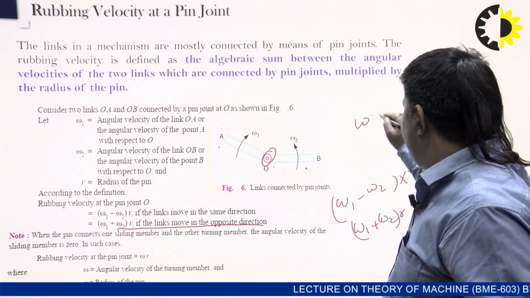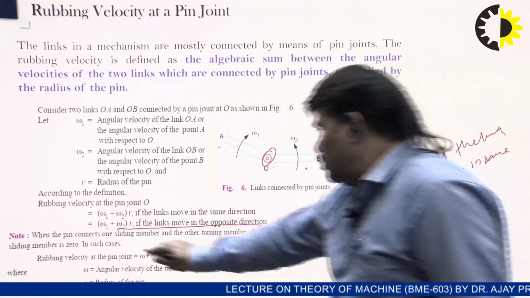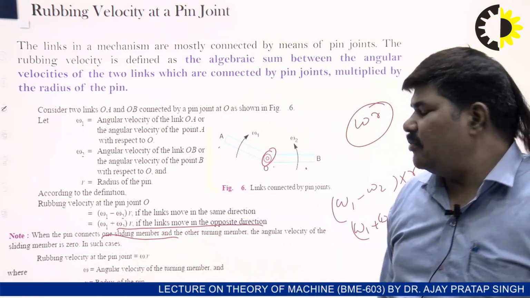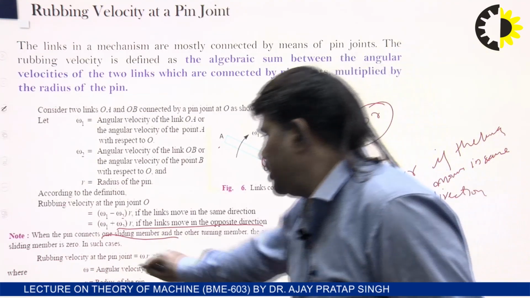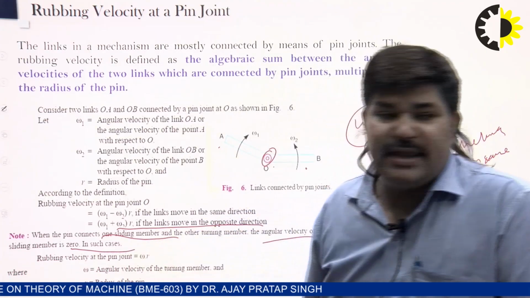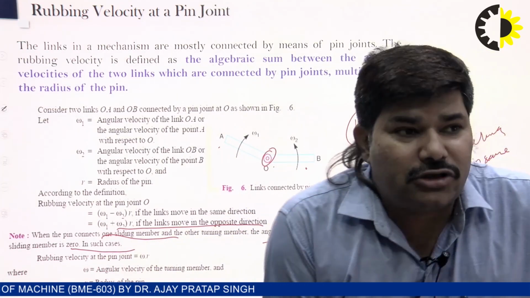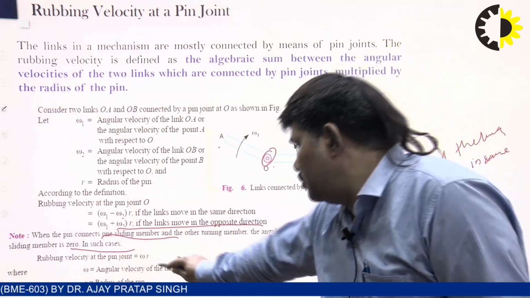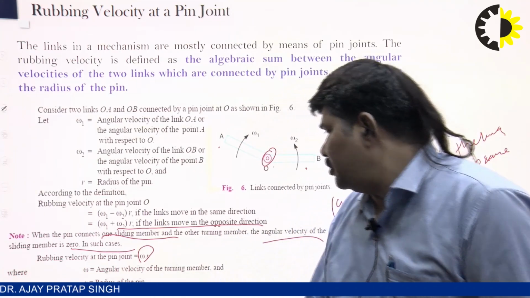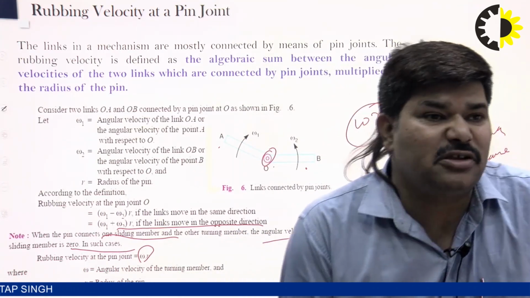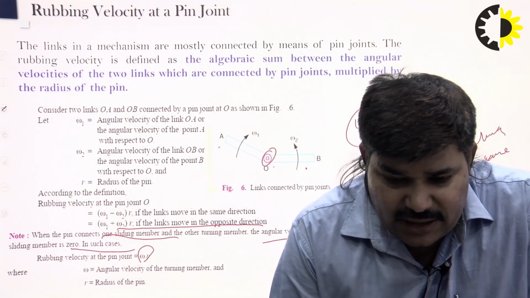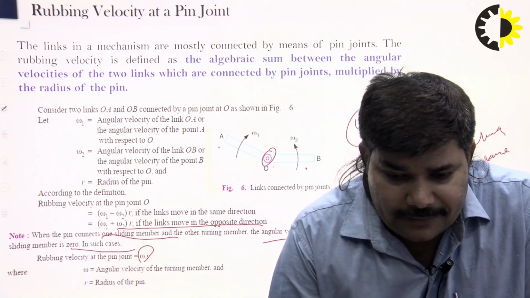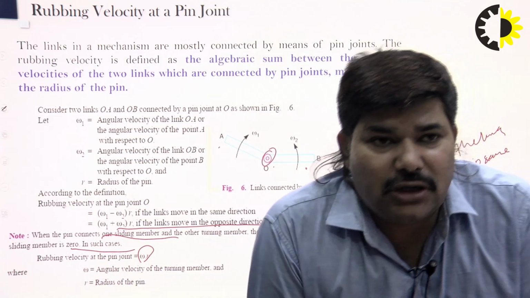So in case one is the sliding member and the other is the turning member, the angular velocity of the sliding member is 0. So in that case, the rubbing velocity at that point is omega into R, where omega is the angular velocity of the turning member and R is the radius of the pin, right. So I hope you understand how to draw the relative velocity diagram and find out the velocity.